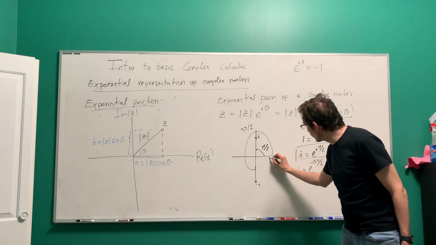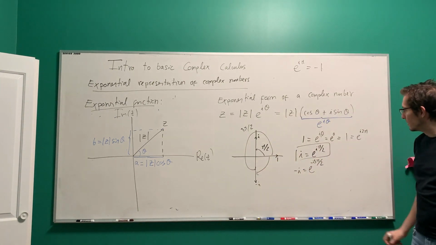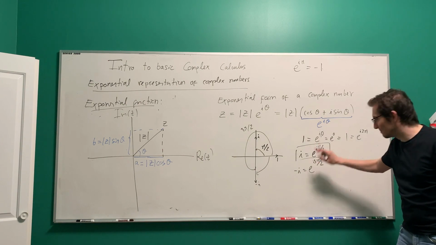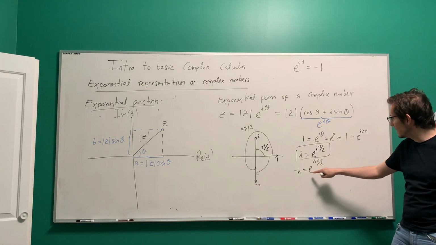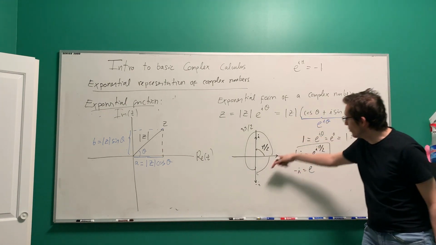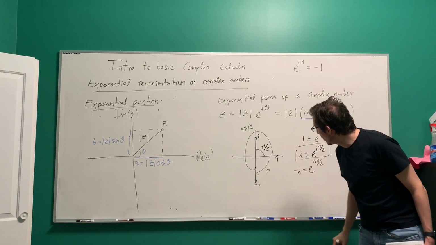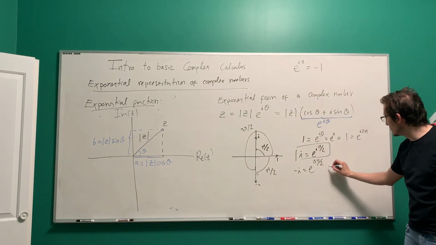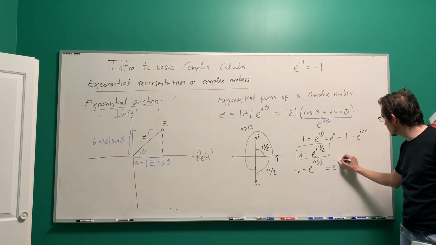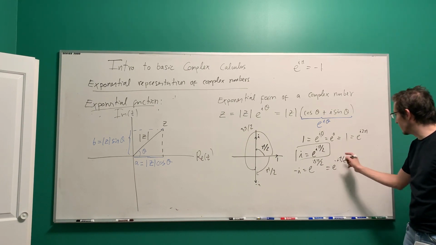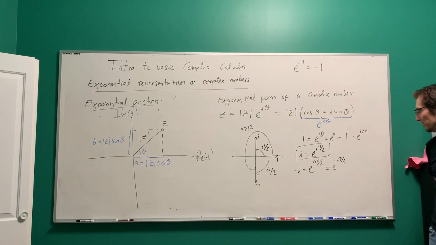Also, we could have counted this way, right? Oh, why did I write a minus? Sorry, my bad. Minus i is e to the i 3 pi over 2, or we could have counted pi over 2 the other way. So this is the same as e to the minus i pi over 2. Again, if you add 2 pi, you get one or the other.